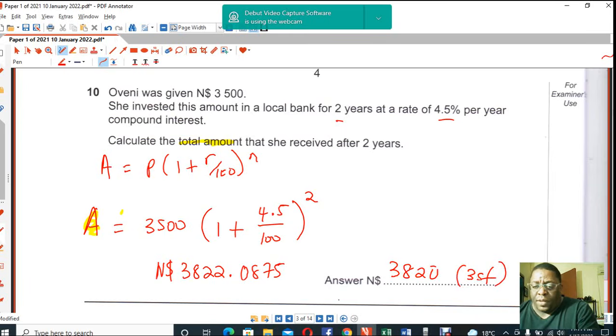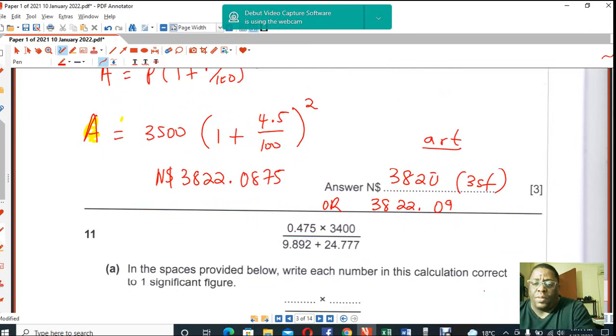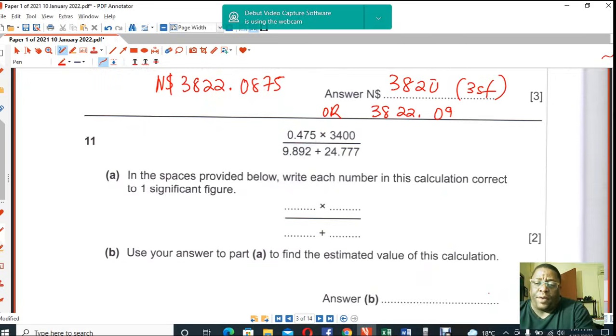But again, because it's money, you can also give it as $3,822.09. Okay, well, anything rounding to what we are looking for. Okay, 3 marks for that. Of course, there are many ways, but if you know the formula, you are 100% okay.